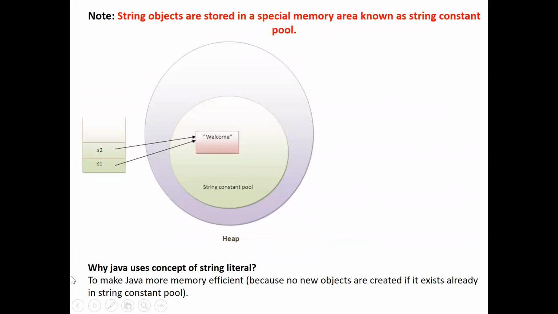Okay, that's why Java uses the concept of string literal, to make Java more memory efficient. So it will not create objects as many times as you are defining. Only new content will get an object created. So for repeating content, it will avoid creating the object. That's why it will save the memory.